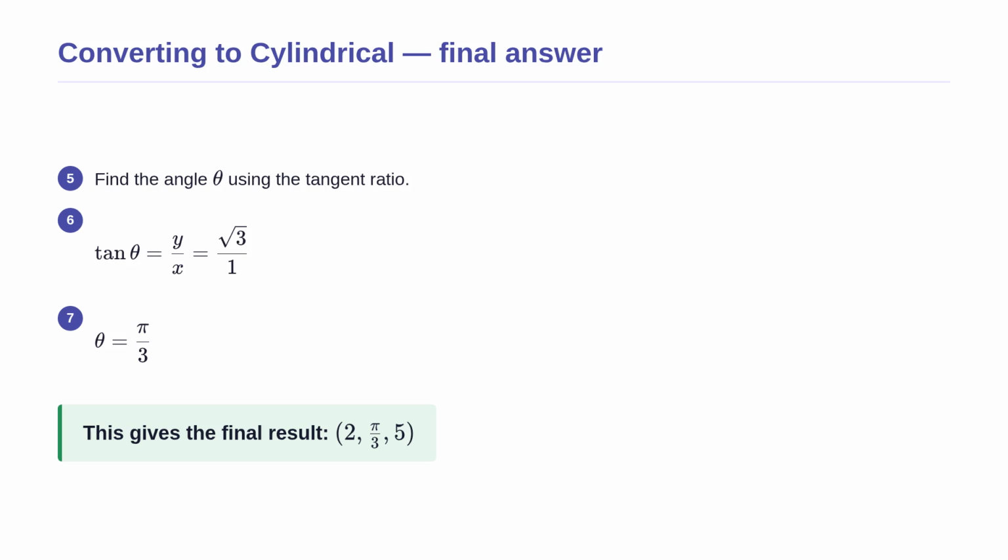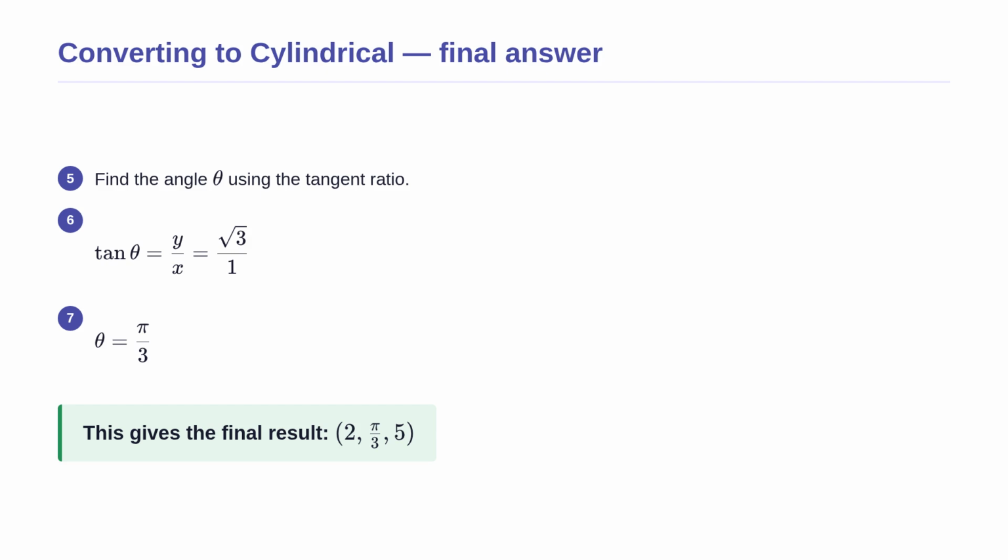Continuing with our conversion, we have successfully found the radial distance. Next, we need to find the angle that tells us how far to rotate around that central vertical axis. We use the tangent relationship for this step, which relates the angle to the ratio of the y and x coordinates. Plugging in our known values, we get a tangent value of the square root of 3. In trigonometry, we know that this specific value corresponds to an angle of pi over 3 radians in the first quadrant. The vertical height z was given as 5 and does not change.